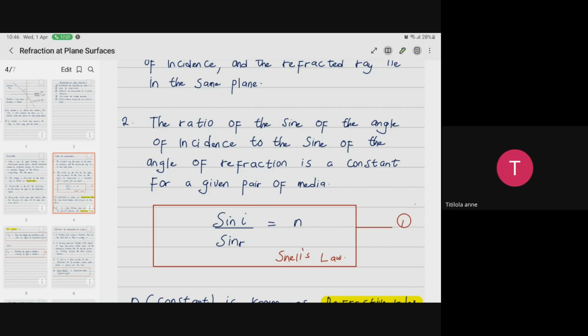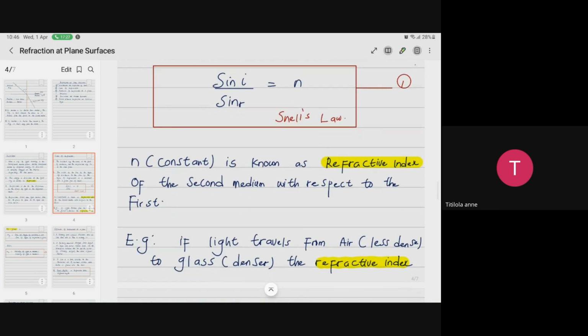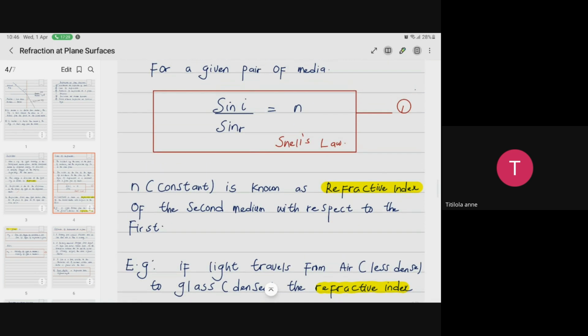i is the angle of incidence and r is the angle of refraction. All right. So that constant is known as your refractive index of the second medium with respect to the first medium. That order of the medium is very important, and that's why I took so much time to explain the difference between the two mediums. Remember, the refractive index is the second one with respect to the first.